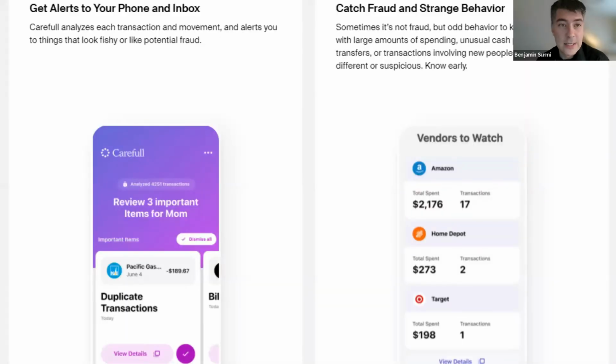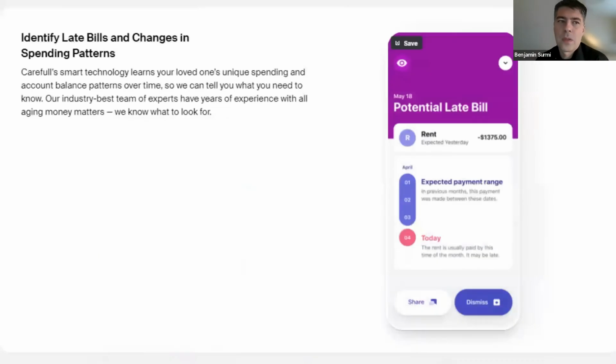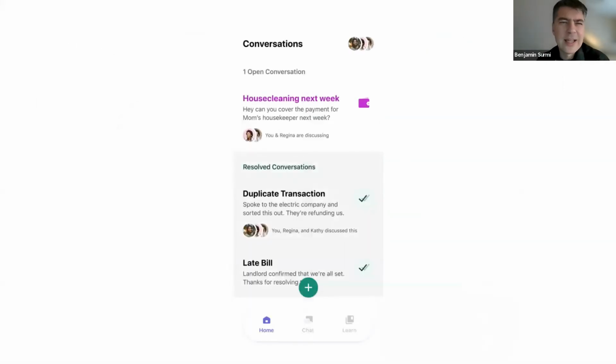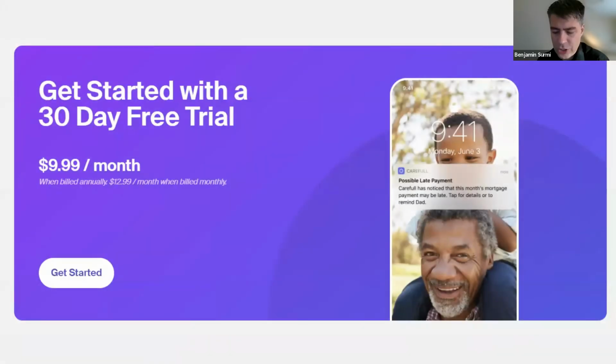And Careful is another very similar tool that is helping the family analyze what's going on with mom's transactions. Oh, there was $1,000 pulled out of an ATM machine. That's odd. You can also keep the whole family in the circle on, hey, I'm helping pay mom's bill this month, or hey, I'm going to take care of mom's groceries this month, right? And so the whole family can see who's doing what, and just stay connected through that whole conversation.